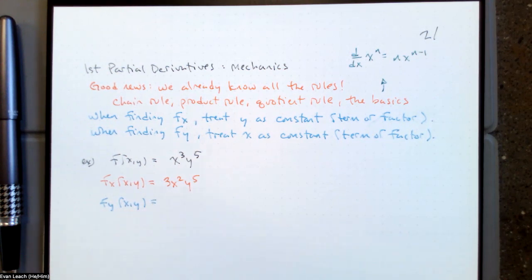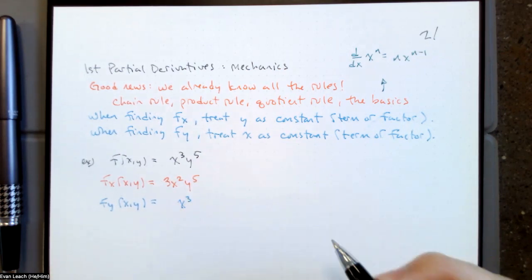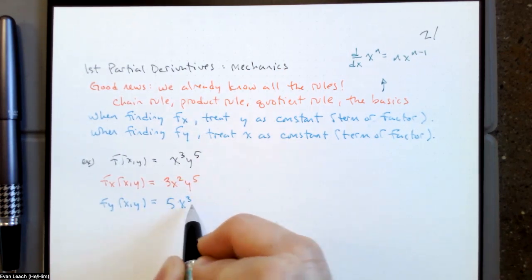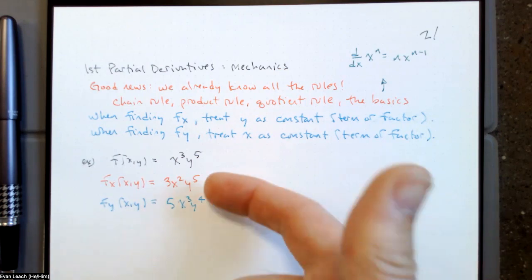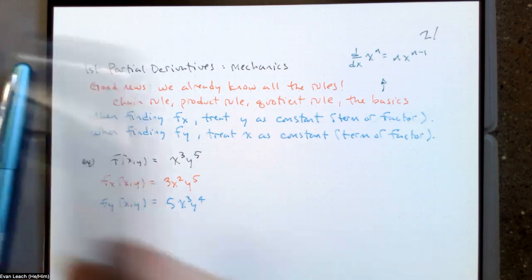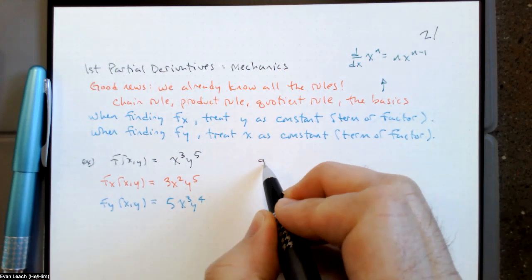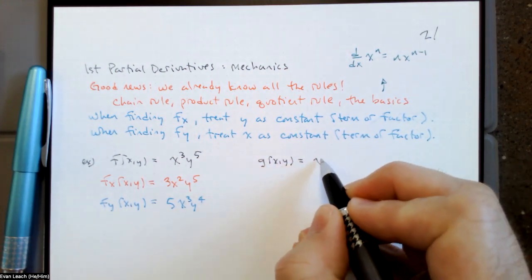What's the partial with respect to y? X cubed, and then times 5y to the 4th. We treat x cubed as constant. In this case, the x cubed is a constant factor, just like y to the 5th was a constant factor. Constant factors get pulled along. Told you, y'all knew how to do this already.